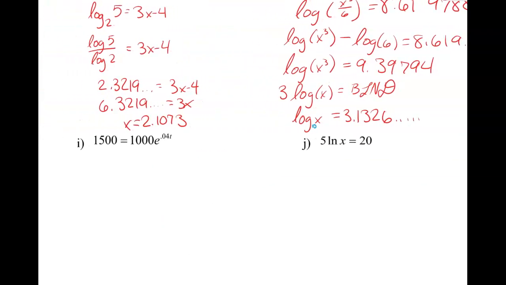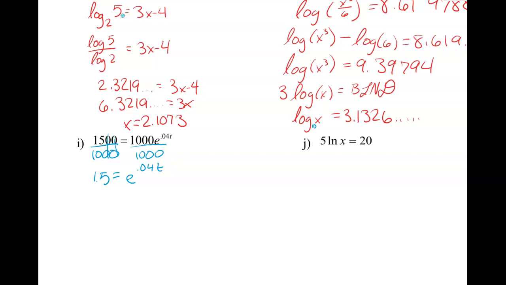On I, which is the penultimate question, we need to get the stuff with the exponent completely by itself. So I notice I've got 1,000 times e on I. So I'm going to divide off that 1,000 because it's got nothing to do with the stuff with the exponent. So I can get rid of it. So I should just get 1.5 is equal to e to the 0.04t.